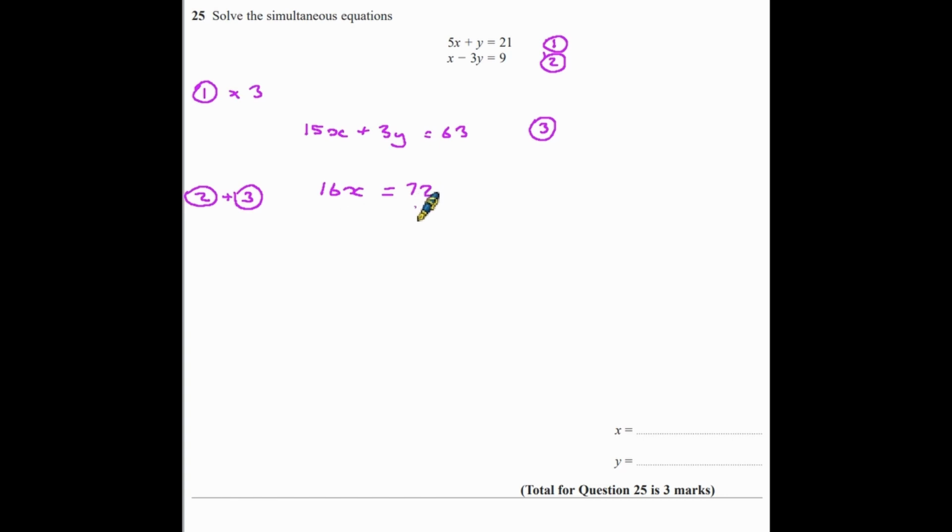So 16x is 72. Using your preferred method, either moving the 16 to the other side or dividing both sides by 16, you come up with the same answer. X is 72 over 16, therefore x equals 4.5. That's our first aim achieved. We've found the answer to x.